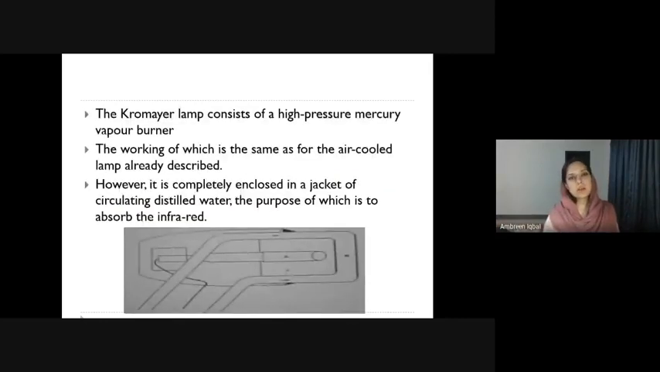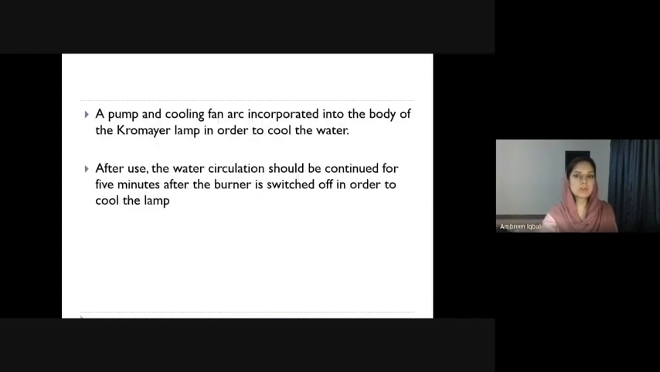The Kromayer lamp consists of a high-pressure mercury vapor burner, the working of which is similar to that of the air-cooled lamp. However, it is completely enclosed in a jacket of circulating distilled water, the purpose of which is to absorb the infrared rays. If the infrared rays are absorbed, the heating effect of the lamp is reduced. So a pump and cooling fan are incorporated in the body of the lamp in order to cool it. After use, the water should circulate for at least 5 minutes after the burner is switched off in order to cool the lamp.